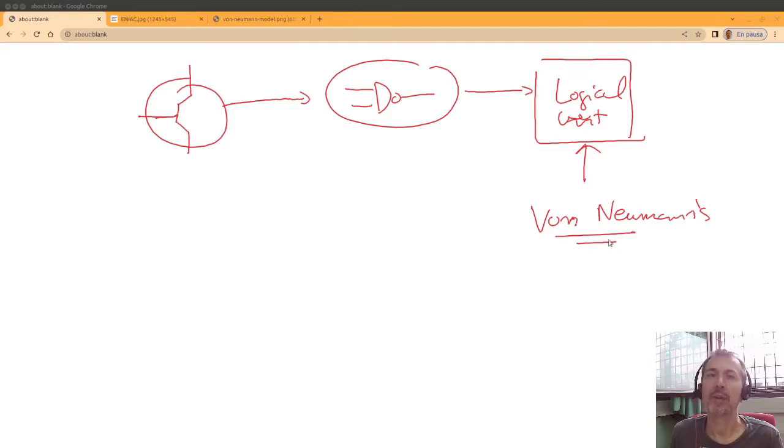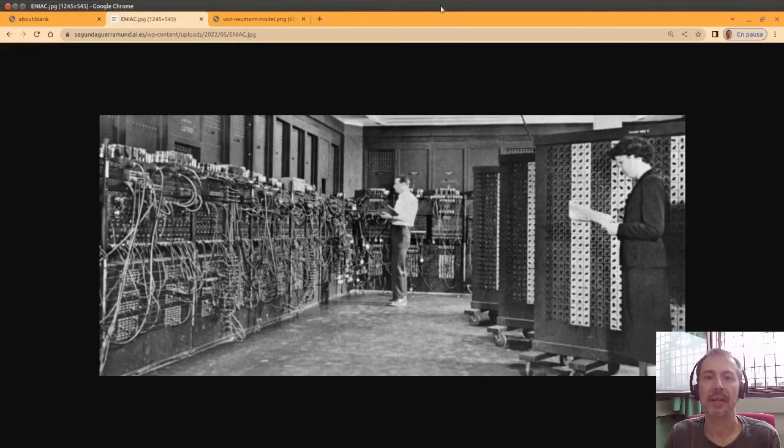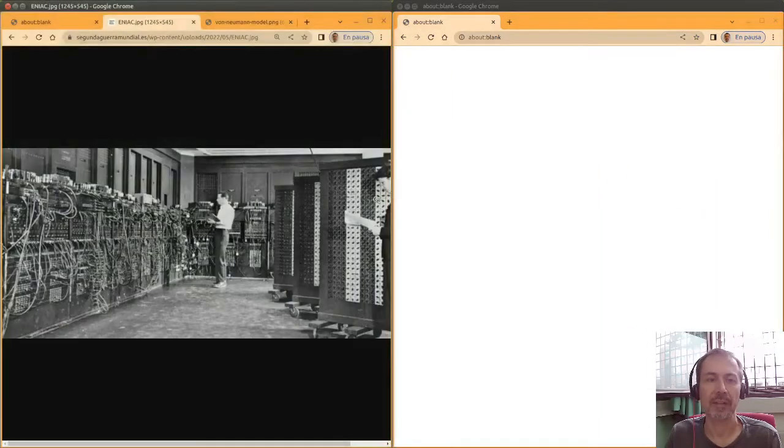To understand what von Neumann's architecture is and what the logical units of a computer are, let's take some historical perspective, and I'm going to show you how the first computer worked. This is the ENIAC. It's the first general-purpose computer. So how did it work?